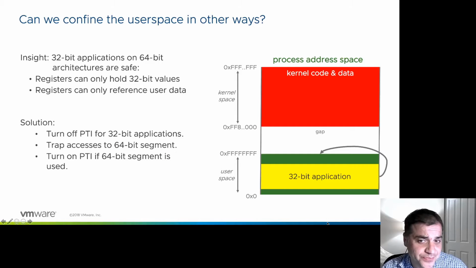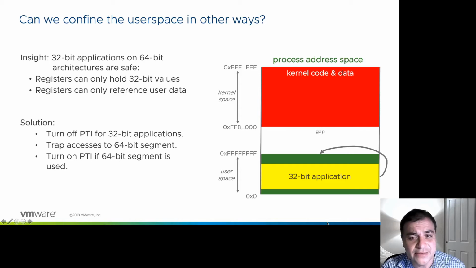Can we do better? Well, our insight is that 32-bit applications that run on 64-bit architectures, what is known in Intel terminology as compatibility mode, are safe. The reason for that is that all the registers that can be used to reference memory are 32-bit long and masked by the hardware. Therefore, user space code can only reference user space data and cannot access, even speculatively, the kernel space. Our solution is therefore to turn off page table isolation for 32-bit applications.